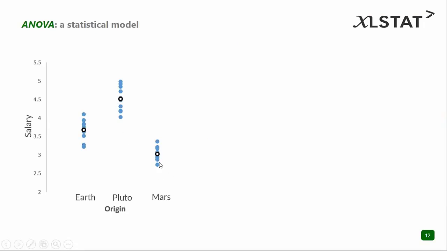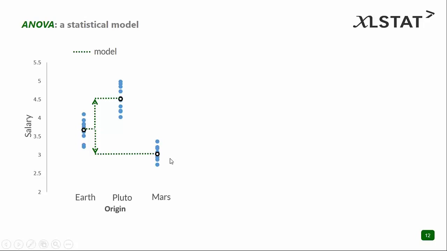The black bubbles are the means, or the average salary. Then the blue dots are the real data points. Here you have a dependent variable that is salary. Usually the dependent variable is placed on the y-axis. You have an explanatory variable or an independent variable, which is origin, and here it's qualitative. So we can apply an ANOVA model. The ANOVA model can be represented as such on the chart.